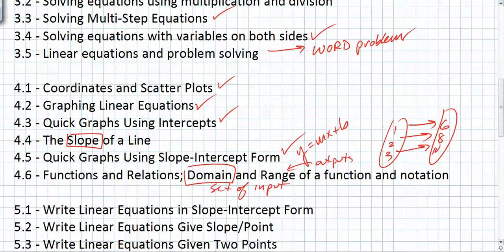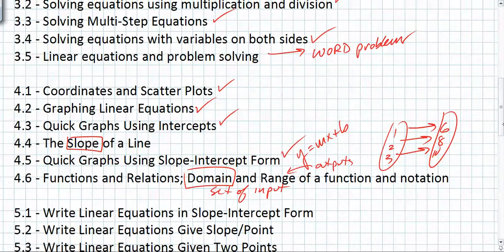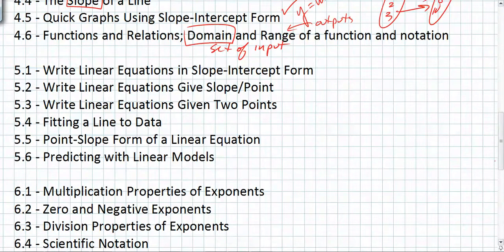1, 2, 3. What's the range? Simple as that. Okay, here's some important stuff. Write linear equations in slope-intercept form. That was y equals mx plus b.